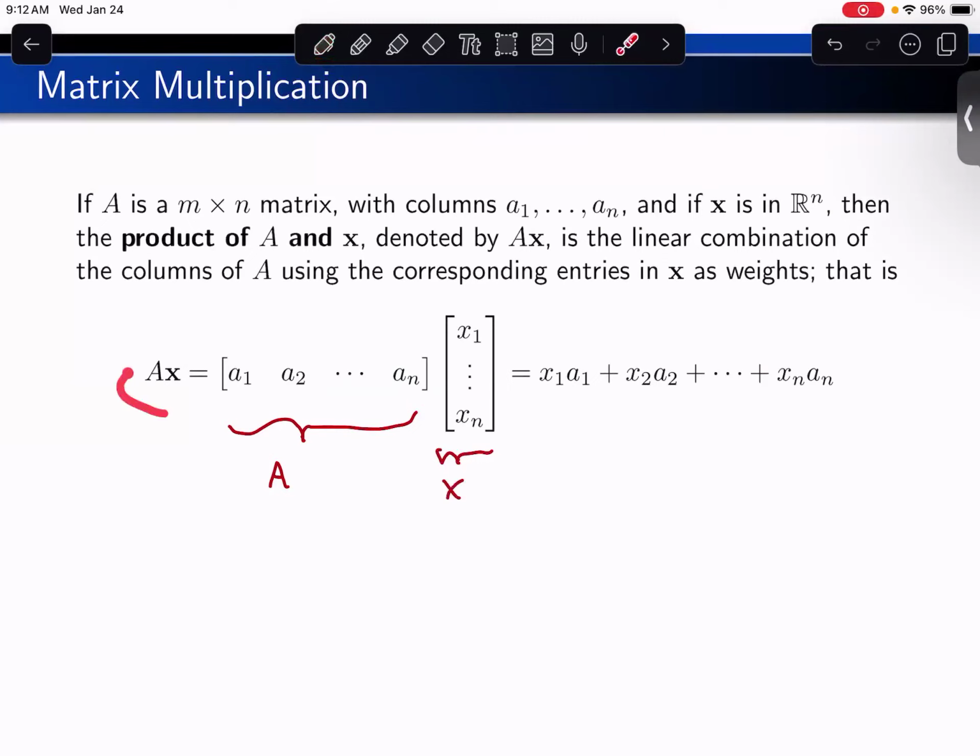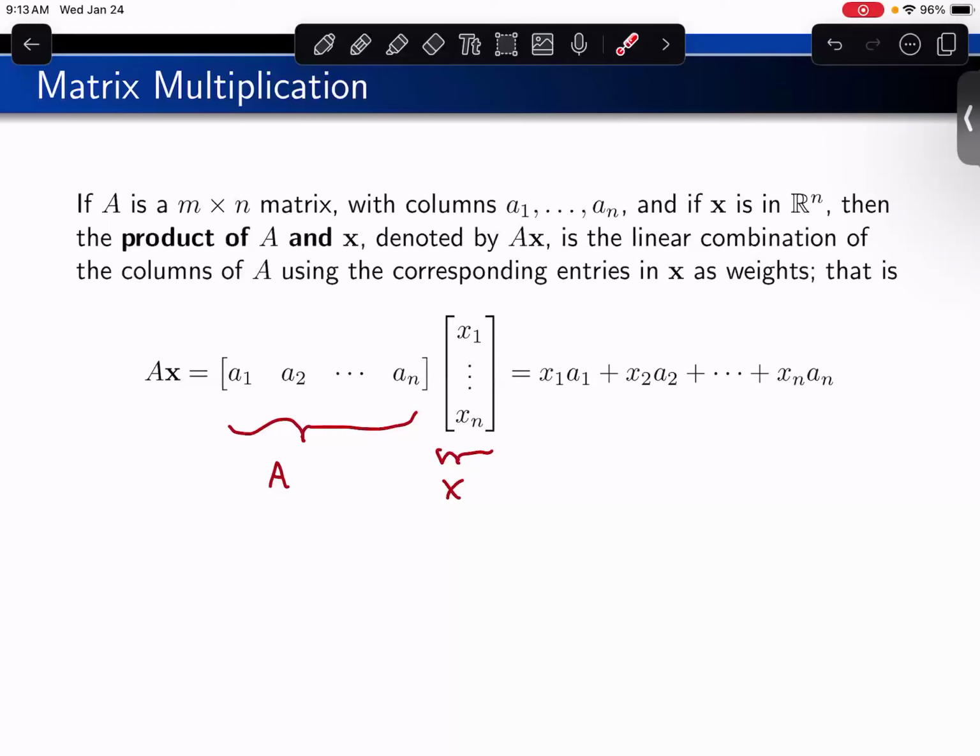If we do A times X, i.e. multiplying these two things together, the corresponding result is going to be a linear combination of these column vectors. So we have A1, A2, AN, where the weights or scalars that we're multiplying to these column vectors are determined by the entries of your vector X. The corresponding weight of A1 is going to be X1. The corresponding weight to A2 is going to be X2, which is the one beneath X1. And then the weight slash scalar for AN is going to be this XN right here.